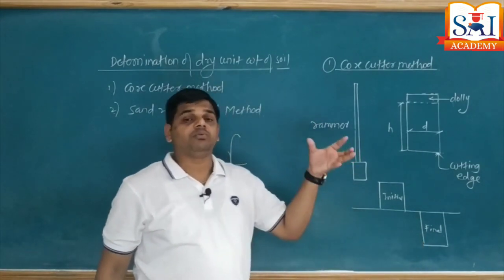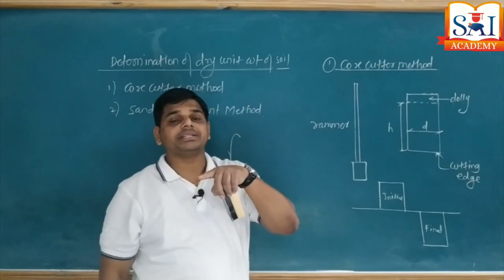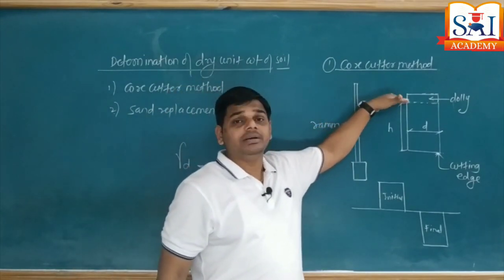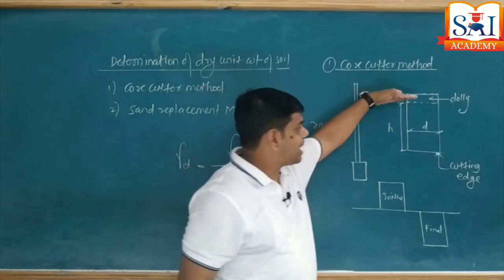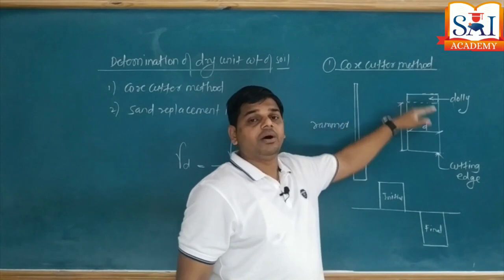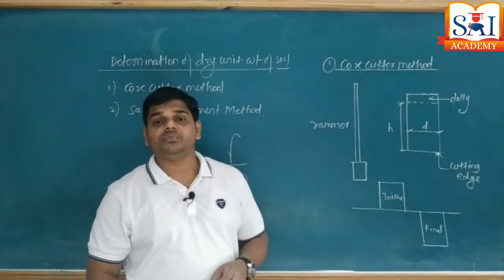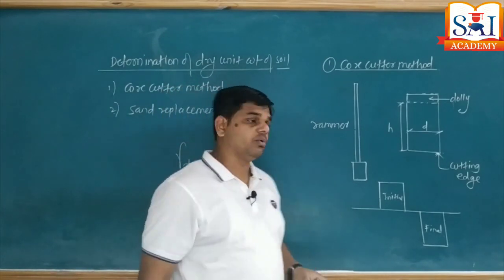Now take the cutter out, clean the top portion, and remove the excess soil connected to the surface of the cutter. Also at the top of the cutter, remove the dolly and make the soil surface exactly parallel to the top of the cutter. Now we have the empty mass of the cutter. Now note down the mass of the cutter with compacted soil. From that, subtract the mass of the empty core cutter.